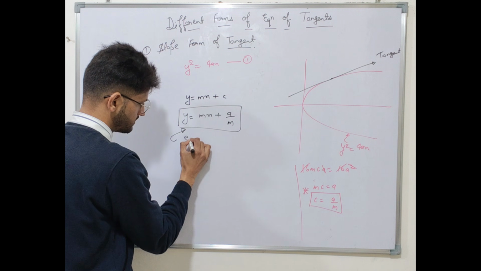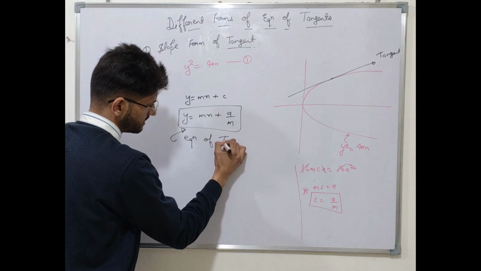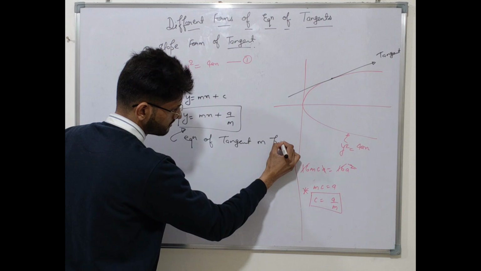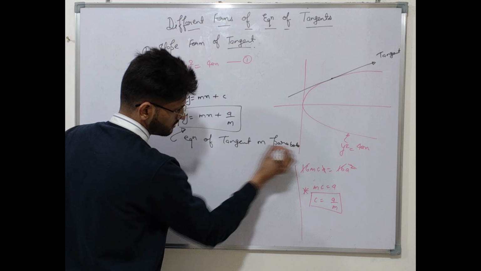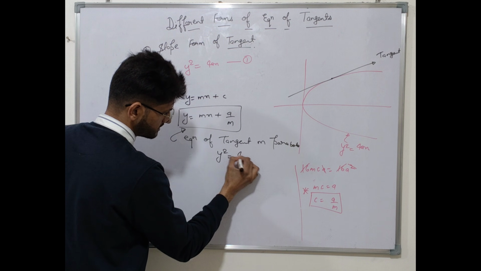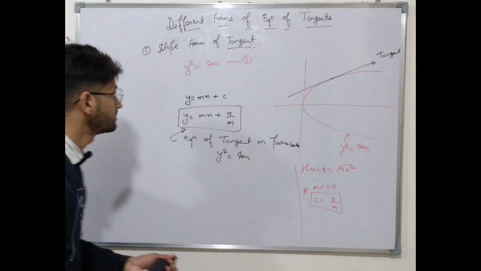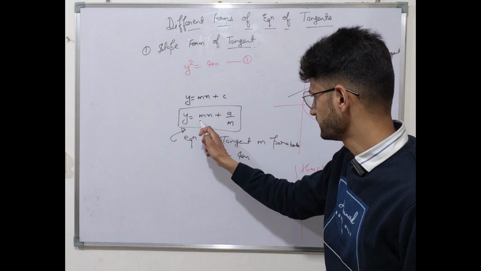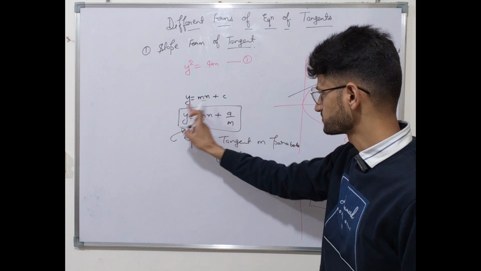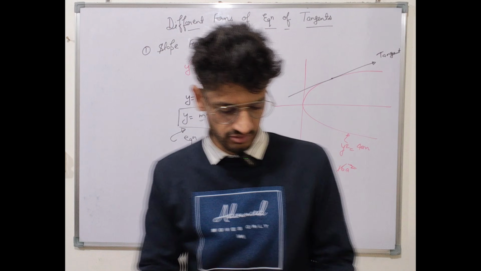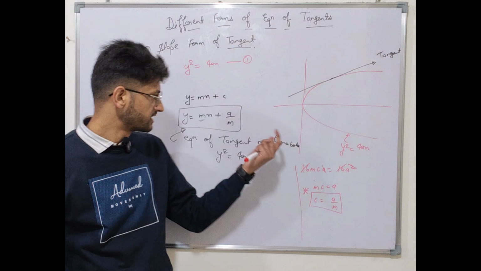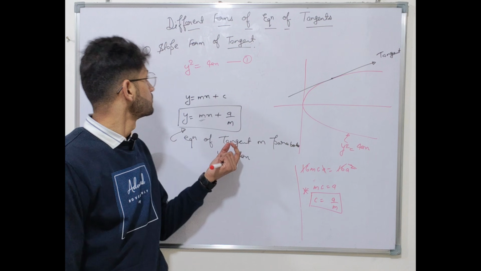So this is the equation of tangent on parabola y square equals 4ax. So this is the slope form of tangent. That means if we have the slope of any tangent, we can easily write the equation of tangent on that parabola by using this equation y equals mx plus a upon m. So we have seen the derivation for the slope form of tangent.